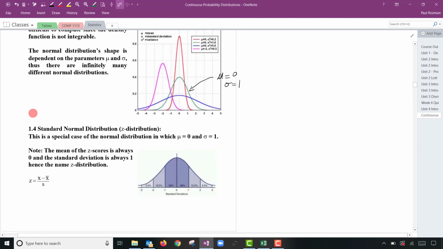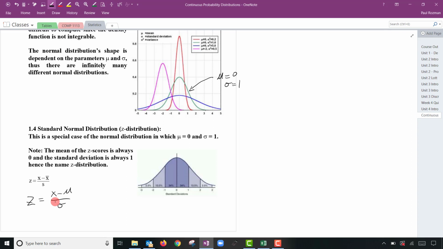And that transformation involves z-scores again. So z-scores come back to haunt us. Remember, z is x minus mu over sigma, or it's x minus x bar over s if you have a sample. It turns out that suppose you have a data set and you calculate the z-score for each value in that set.